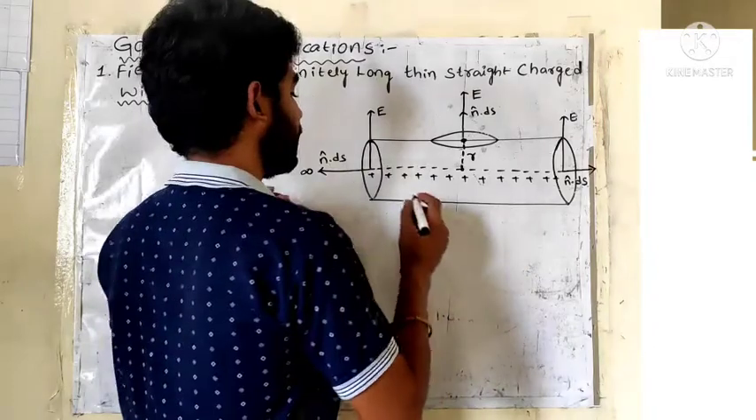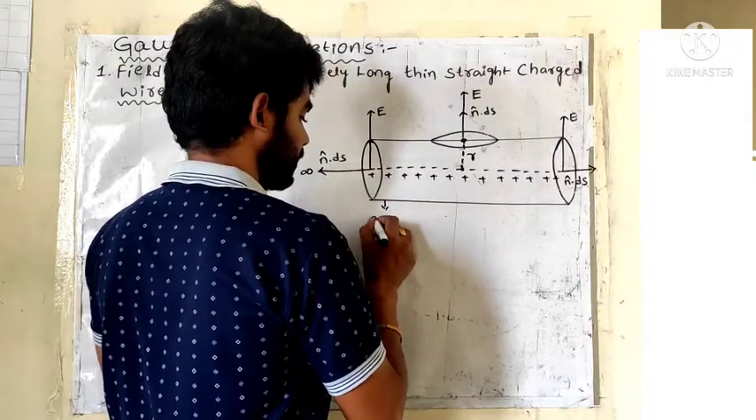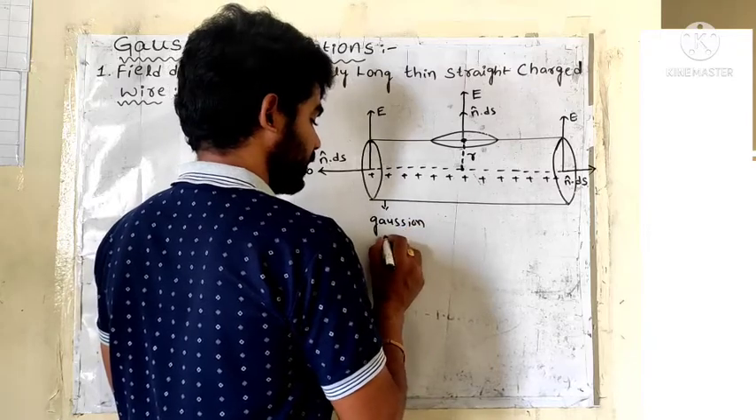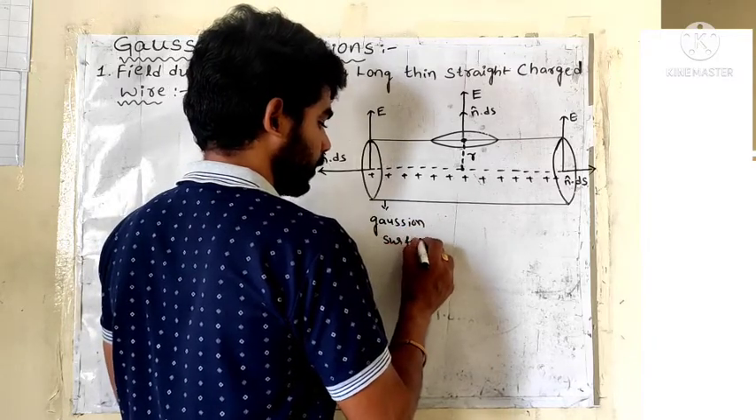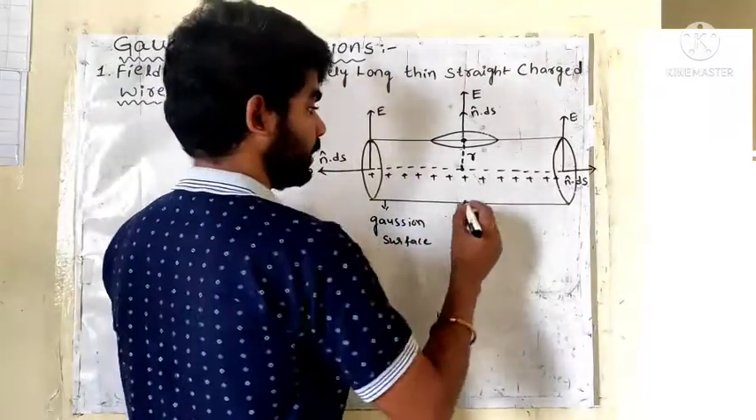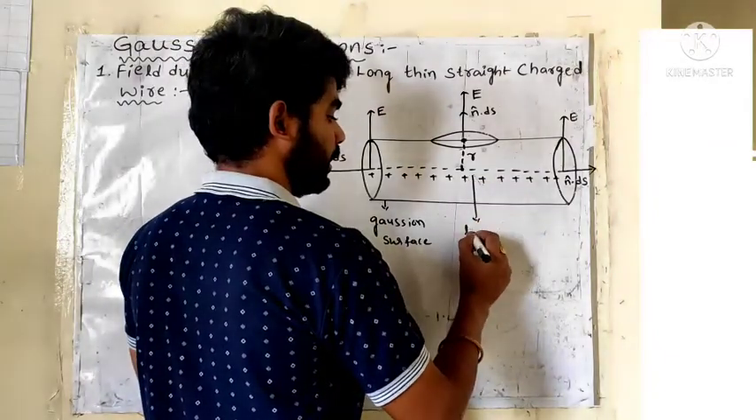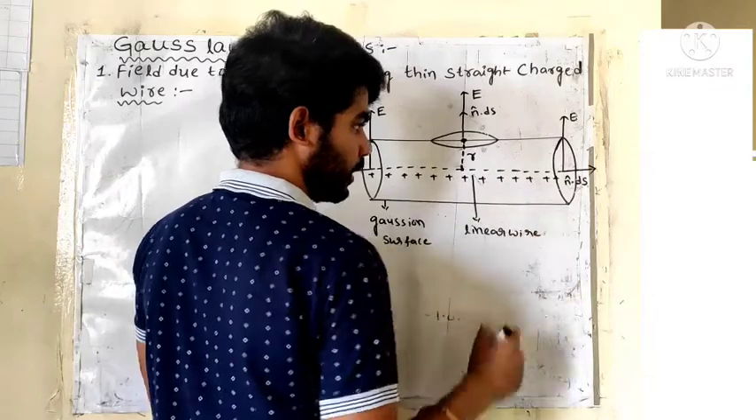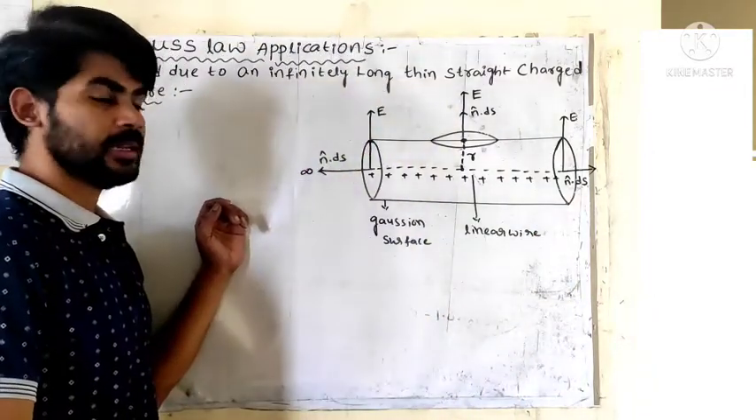Here I am considering this cylindrical surface as the Gaussian surface. And this wire is the linear wire. Is everyone clear? This wire is the linear wire.